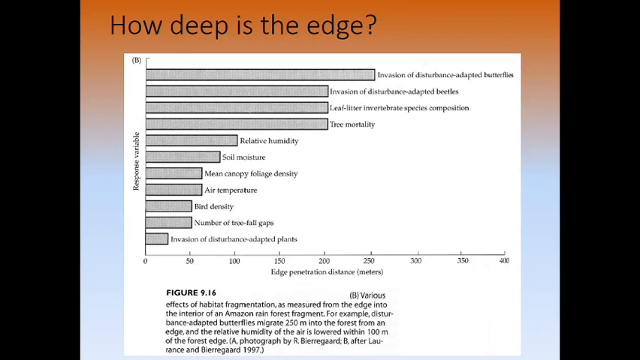So the question you might ask is, how deep is that edge? If you have a forest, are you going to get to that normal interior microclimate after 10 meters, after 100 meters, after a mile? What we can look at is, for example, humidity. In the Amazon rainforest, humidity gets back to normal after about 100 meters into the forest. Soil moisture, a little less. Air temperature, about 60 meters here. Birds, at about 50 meters.